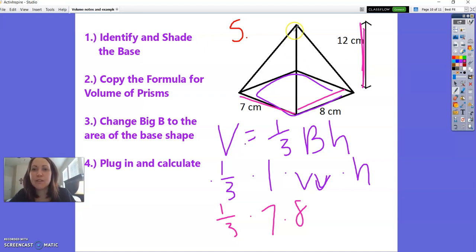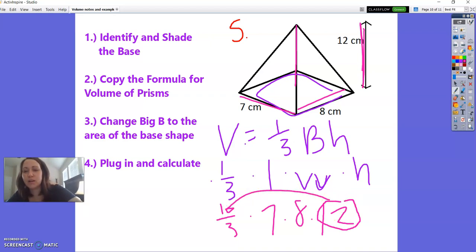In the way this pyramid is drawn, if they tried to show me the apex, it just ends up going right on top of this corner of the pyramid. So that's why they showed the height on the outside, but it's 12. So I'm still going to think to myself, are any of those numbers divisible by 3? And I know that 12 is divisible by 3. So I'm going to do 12 and 1/3, which, what's 12 divided by 3? 4. So I'm doing 4 times 7 times 8.